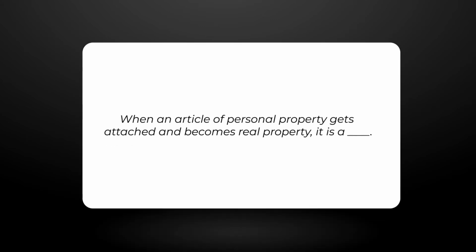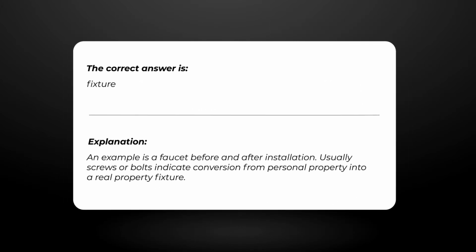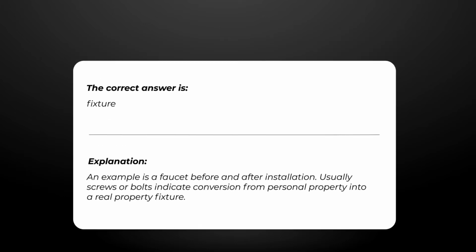When an article of personal property gets attached and becomes real property, it is a? The correct answer is fixture. Explanation. An example is a faucet before and after installation. Usually screws or bolts indicate conversion from personal property into a real property fixture.